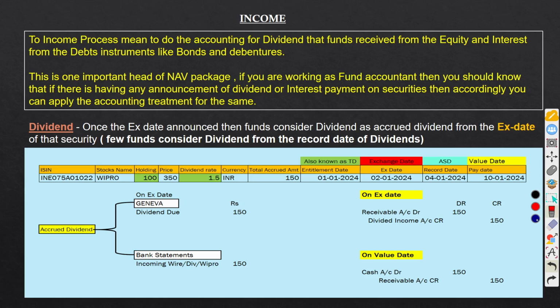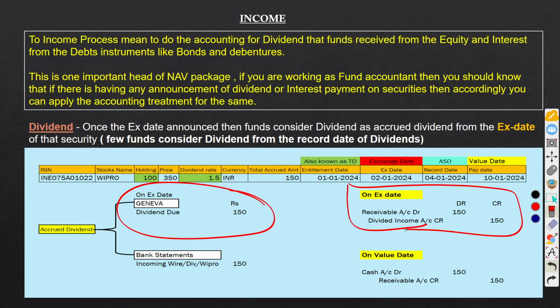All right, so now let's come to the main point. Say you have a Geneva system or any accounting system. I have just taken the name of Geneva, but there may be different accounting applications with different fund admins. When can you record the dividend as due or accrued in your books of account? On the ex-date you can accrue your income and record the transaction in the books of account: receivable account debit, dividend income account credit.